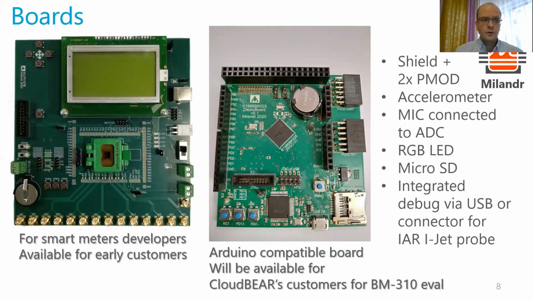This board, shown in the right picture, has an Arduino compliant shield, two PMOD connectors, an SD card slot, a microphone connected to one of the ADC converters, an accelerometer, and an RGB LED. Debug is integrated via an FTDI chip, so you only need a USB cable to work with this board. But a connection of other probes like J-Link is also possible, and you can see a special connector on this board as well. This board will be available for our customers also for easier evaluation of the BM310 core and to simplify prototyping work for the customers.